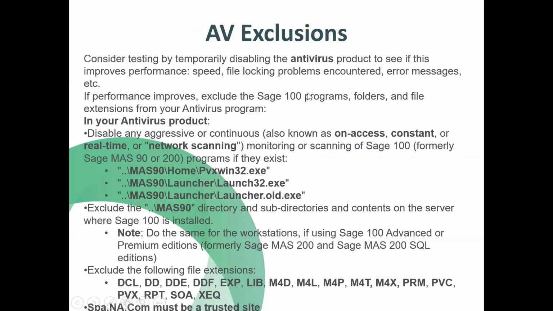So if you're running into a lock file or system slowness, sometimes you'll get error zeros that a file is busy. You're actually trying to access a file, but your antivirus is scanning it, so it thinks that file is busy. You may consider temporarily disabling your antivirus to see if that resolves the problem.